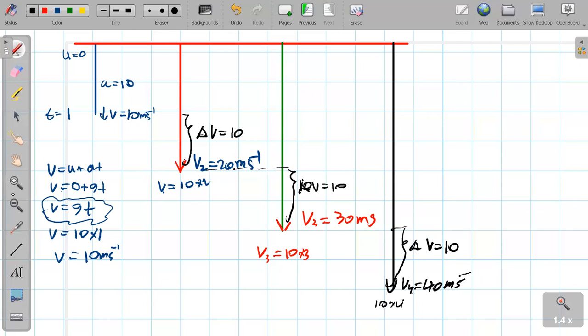Here see, it was just traveling at 10 meters per second. In the next one, 20 meters per second. In the next one, 30. In the next one, 40. Every second 10, 10, 10, 10 keeps getting added. Can you see that?